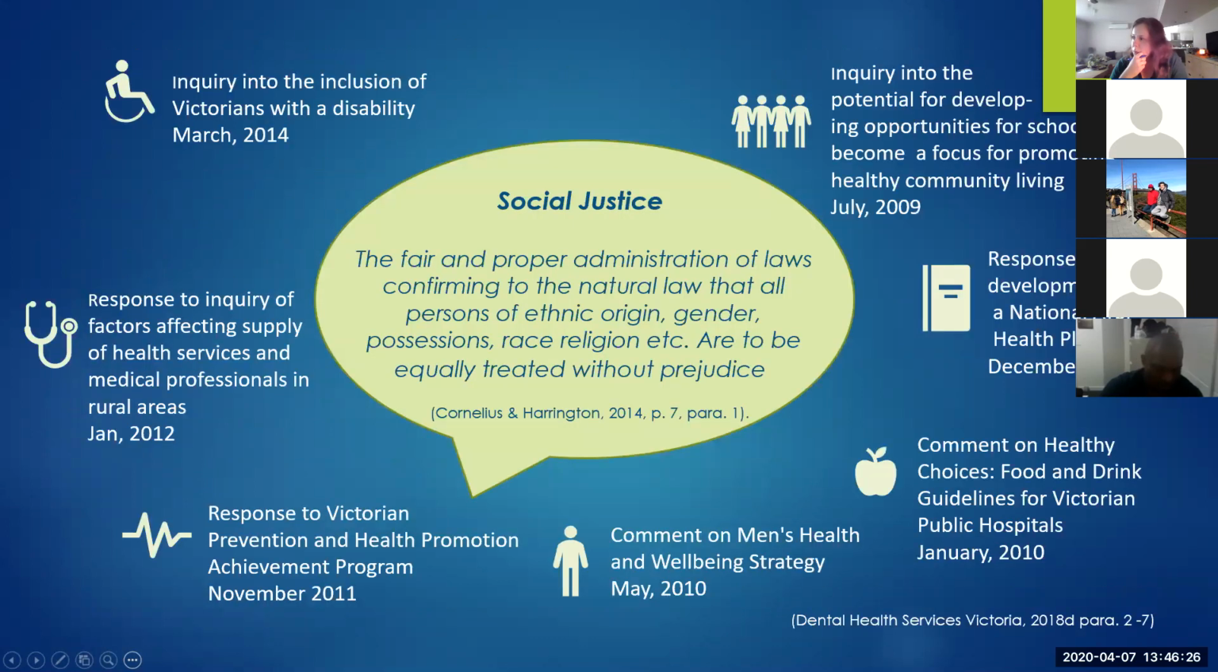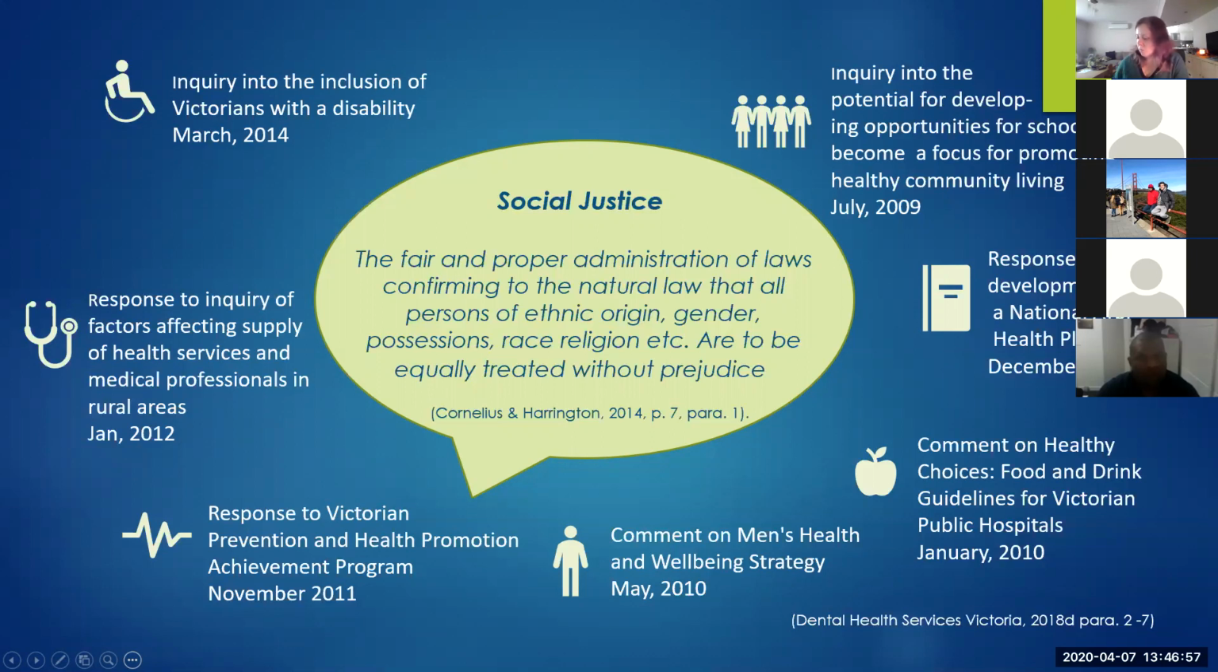Now, to ensure that these target populations actually receive the care that they need, the DHSV produces policy statements and submissions on pressing issues that Victorians face. These policy statements and submissions are aimed at informing the government and specifically policymakers about a wide range of health issues, like disability, women's and men's health, food and drinking guidelines. So establishing social justice.